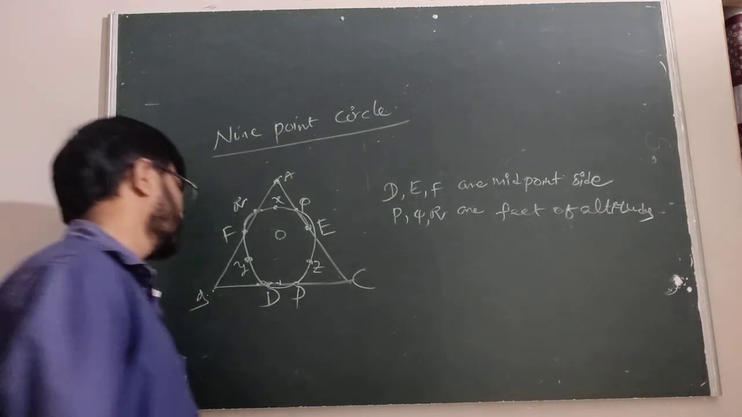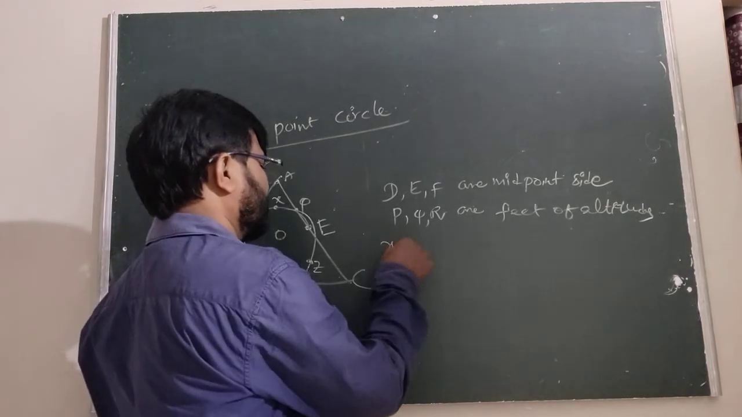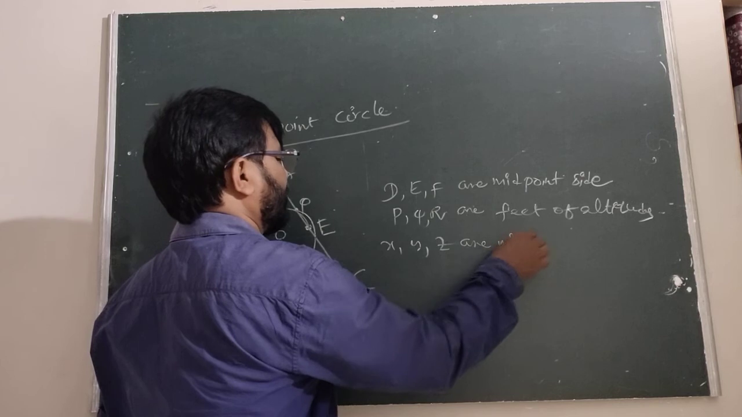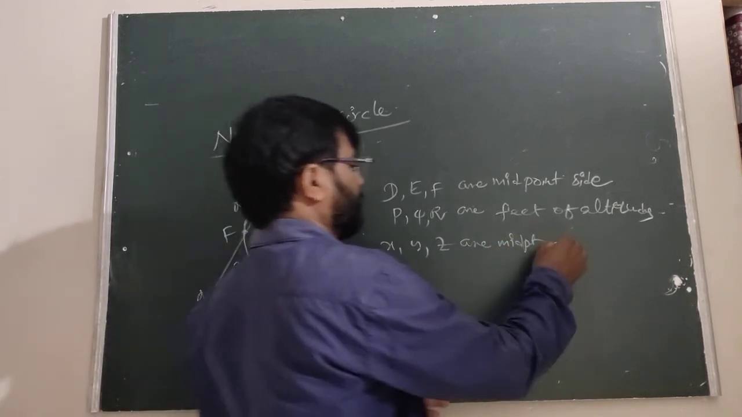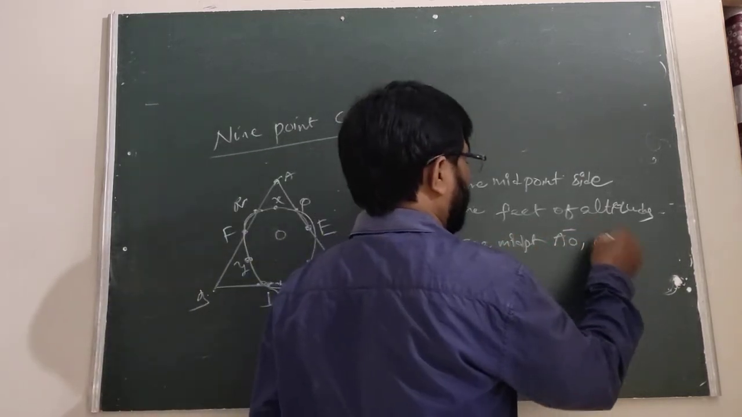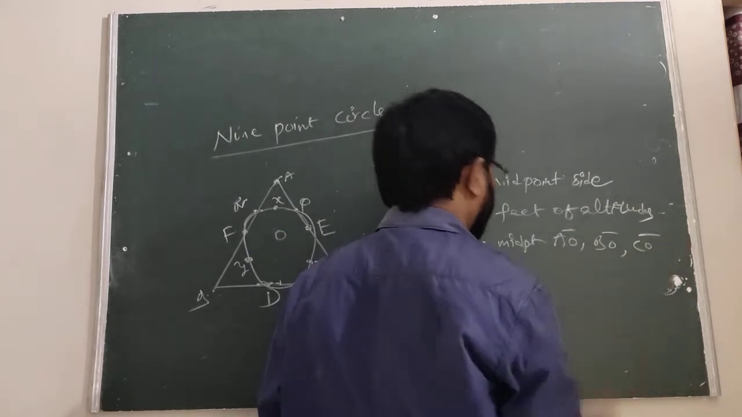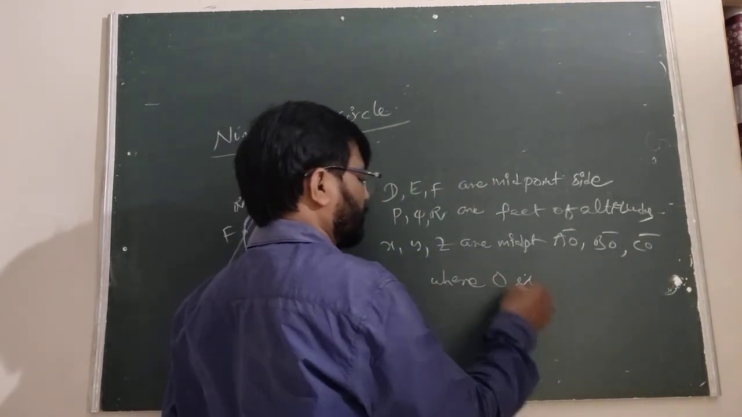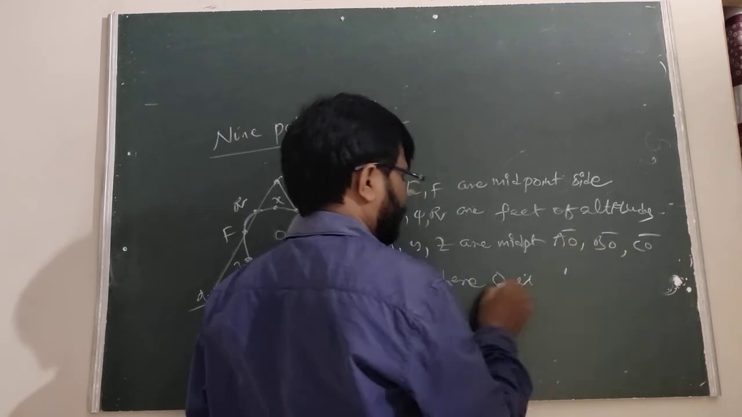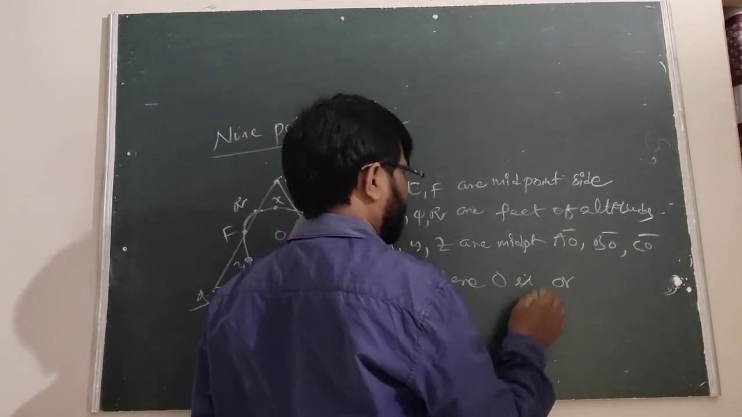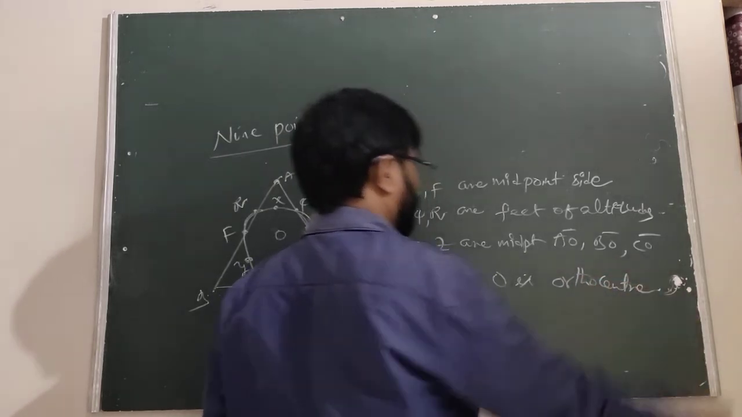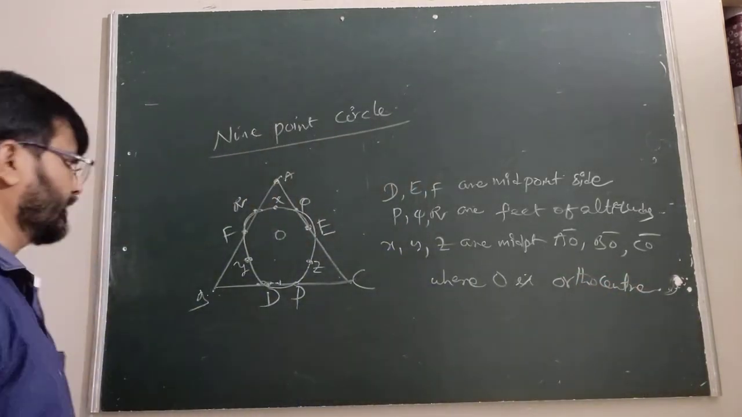After that, X, Y, Z are the midpoints of AO, BO, CO, where O is the orthocenter of the triangle.